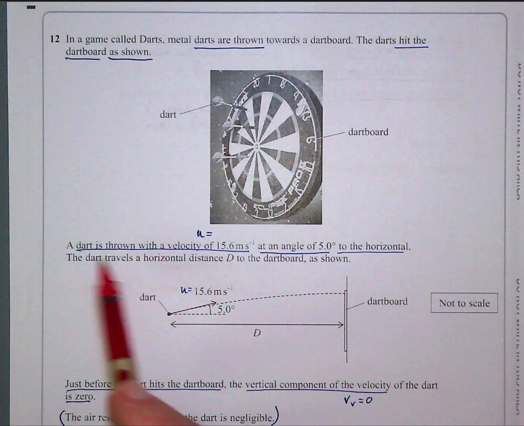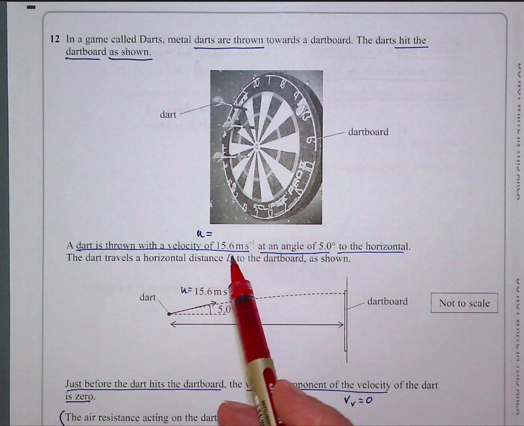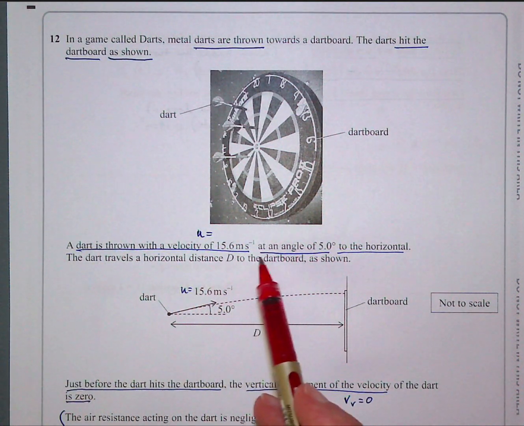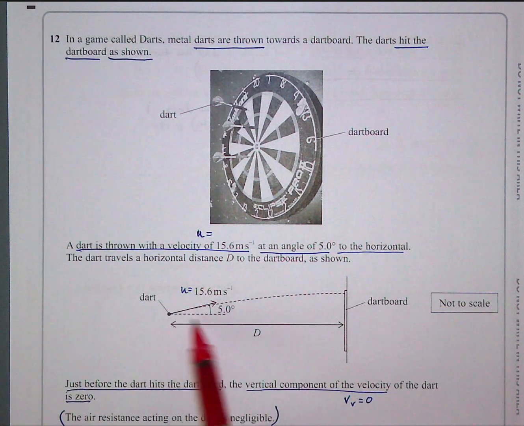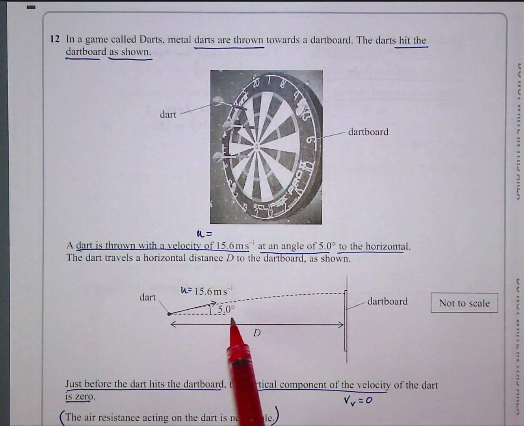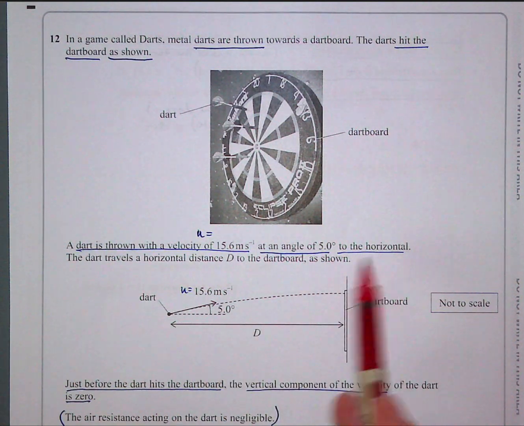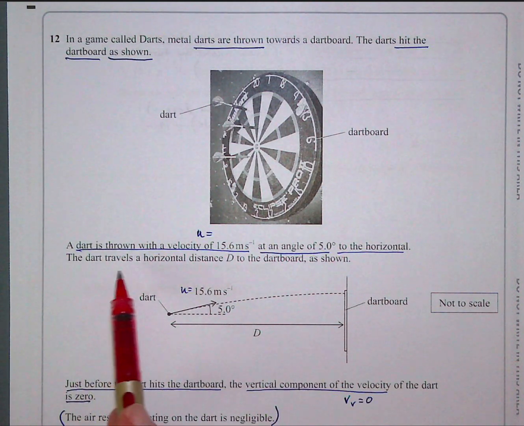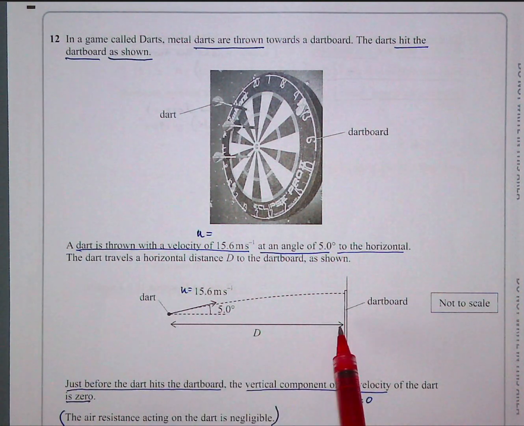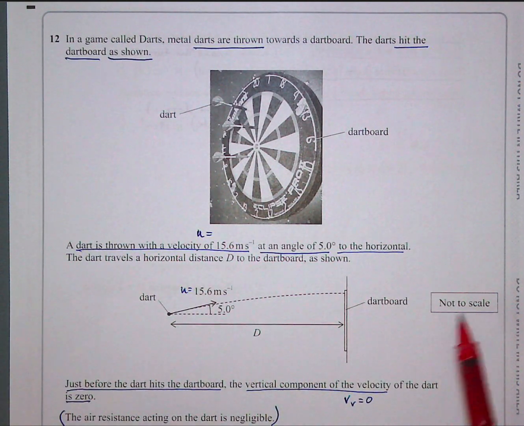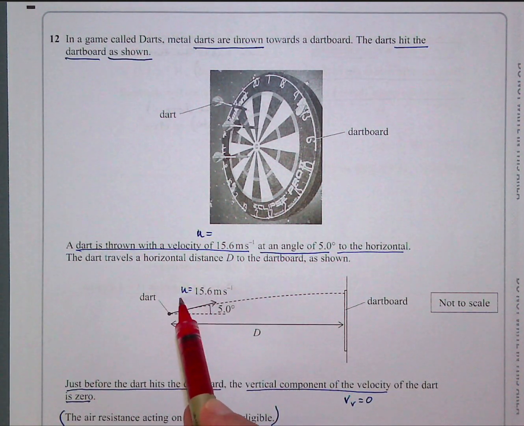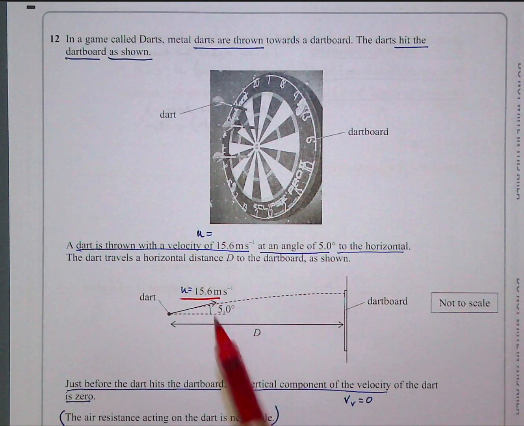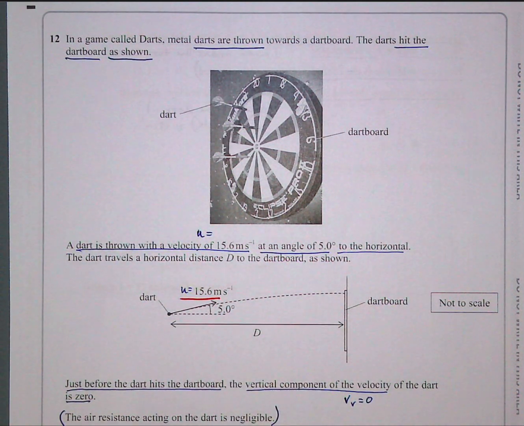A dart is thrown with a velocity of 15.6 meters per second at an angle of 5 degrees to the horizontal. Okay, so it's a projectile question. The dart travels a distance d, yeah, so the distance they're standing away from the dartboard as shown. It's not to scale, but they're giving you the data, so you know the initial velocity is u, you know the angle, so you can use your trigonometry to solve the problem.